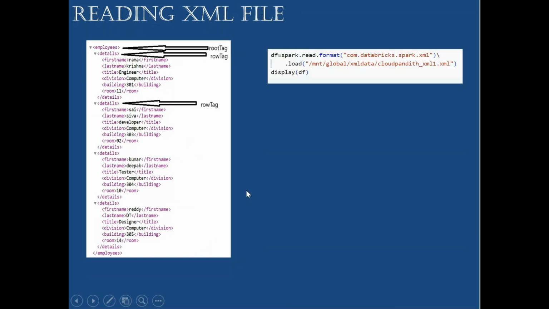While reading, if you are reading like this, by default the root tag it will consider as rows. What is the default root tag? Rows. What is the default row tag? Row. Now tell me, if you are trying to read like this, the root tag is considered like this and the row tag is considered like this. Is it matching with this XML data? No. It is not matching with this XML data.